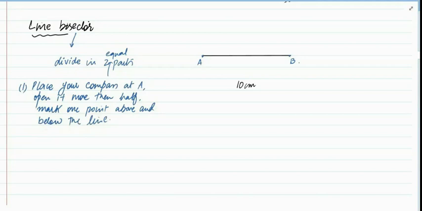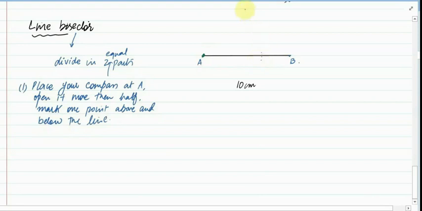What does it mean? Place your compass at A. Now your compass is at A. Open it more than half. Let's suppose I have opened it till this point, right? 1 mark above the line, that is my mark. 1 arc below the line, that is my mark.